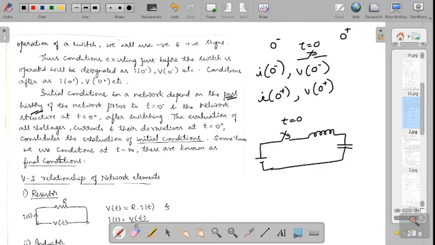Sometimes we use the condition at t equals infinity. So here you know that at t equals 0, before the closing of the switch it is t equals 0 minus, immediately after the closing of the switch it is t equals 0 plus, and after some amount of time we will be calling this t equals infinity. This is the time even after 0 plus extends. This is called t equals infinity.